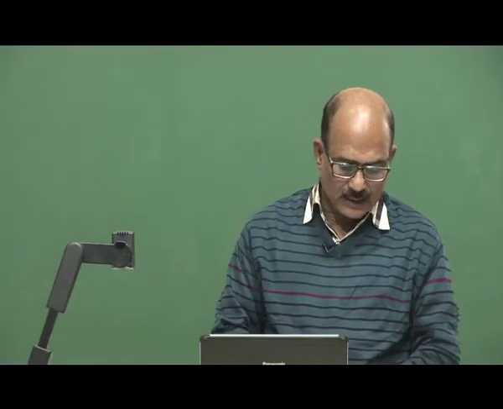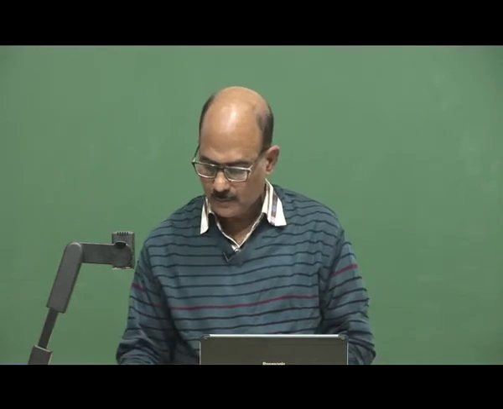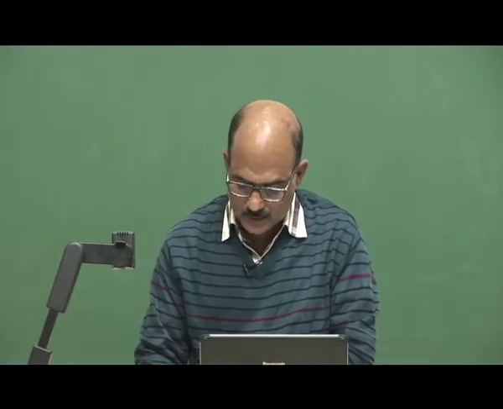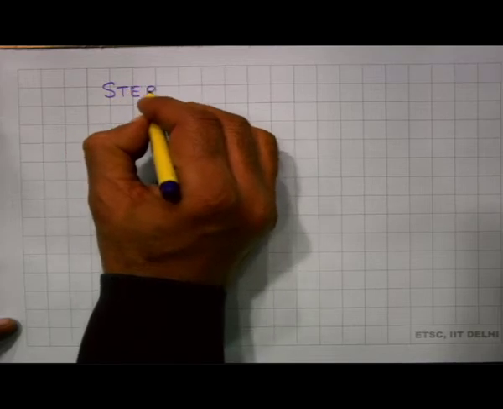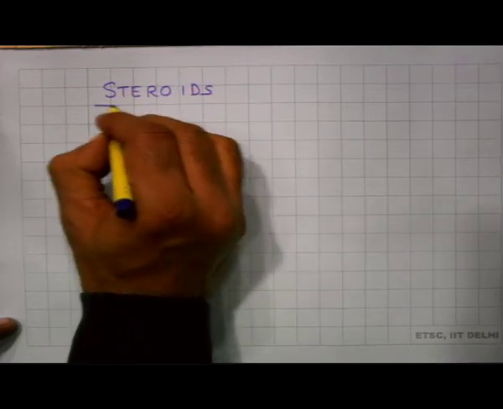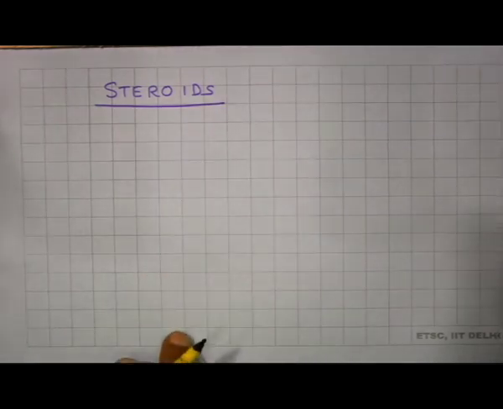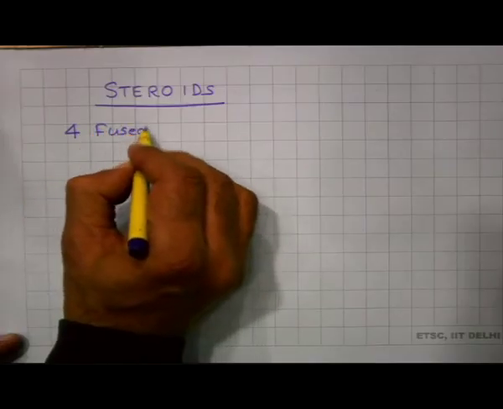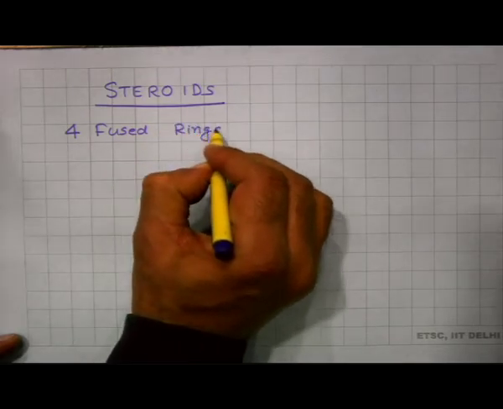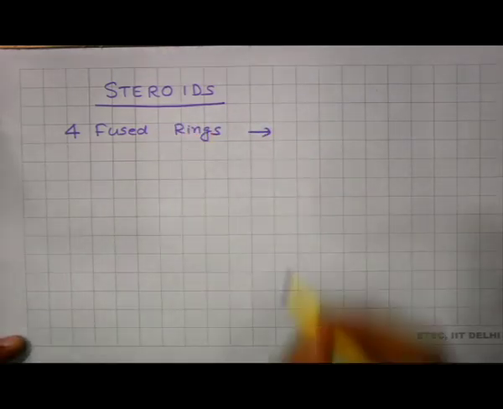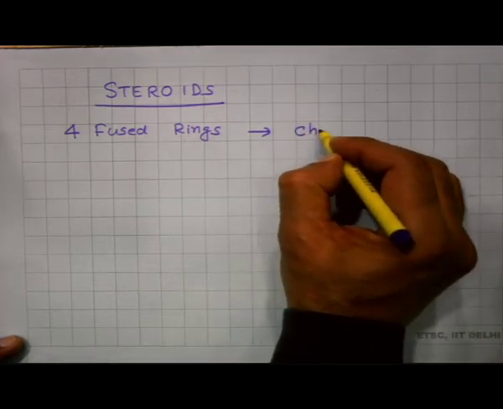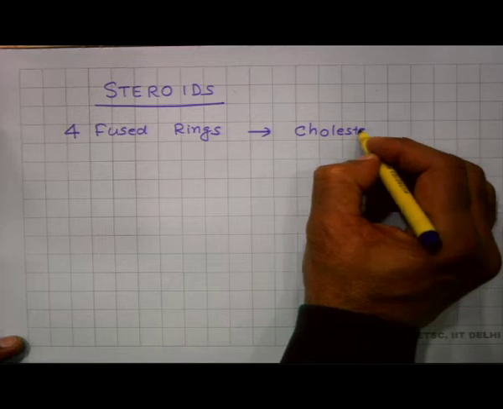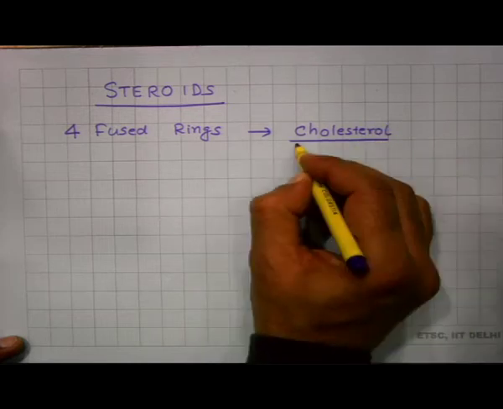Now, let us see another structure of lipid, that is called steroids. Steroids are the lipids characterized by a carbon skeleton. It consists of 4 fused rings. An example of a steroid is cholesterol. It is also found in the cell membrane.